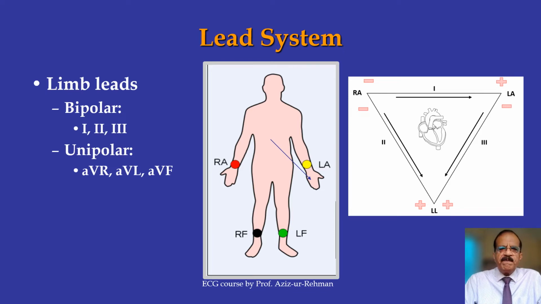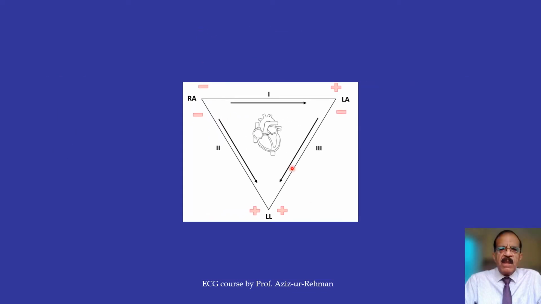This, for example, is lead 1. Now please note that the head of the arrow is on the left side because that is the positive terminal. Okay, the head would represent the positive terminal, and current is flowing in this direction. And now this is lead 1 and this is lead 2 between the right arm and left leg, and in this triangle it will make this arm, and the positive terminal is here. Similarly, limb lead 3 is like this. So this is a triangle.